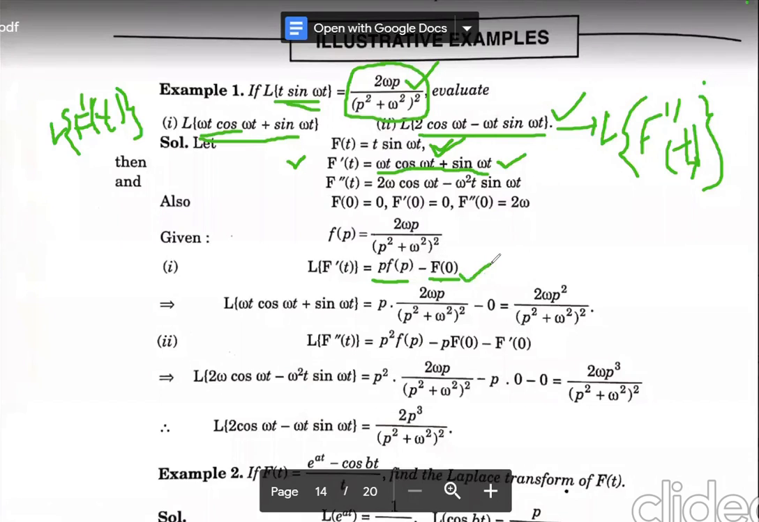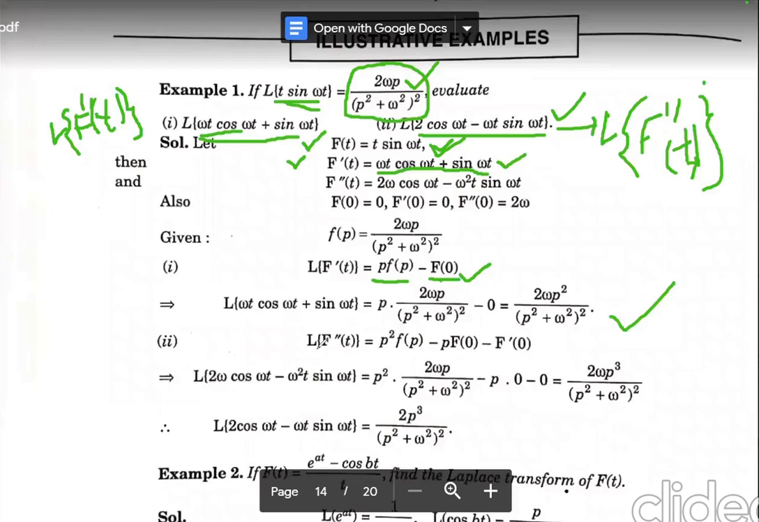Now f of 0 means what? This is your f of t. In place of t, just put 0. So 0 into sine 0 is 0. So ultimately f of 0 is 0. If you put all this, you get p into twice omega p by p square plus omega square whole square minus 0. So this is the Laplace transform of the first one. The second one is the Laplace transform of f double dash t.